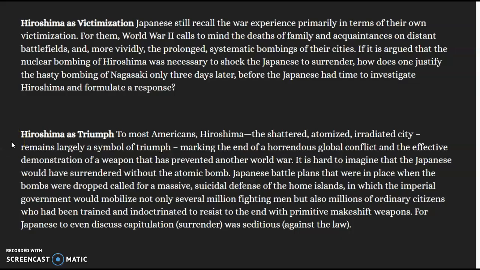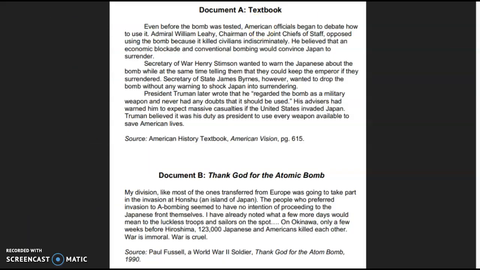So there were two perspectives to take this lesson from: Hiroshima as victimization or as a triumph. Then you had to look at a few documents to give you some background on how this is remembered by the Japanese and the Americans. Document A is a textbook from American history, and basically it's getting the reasoning behind using the bomb.